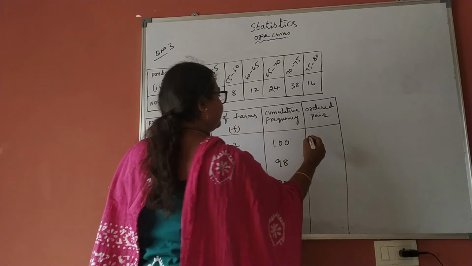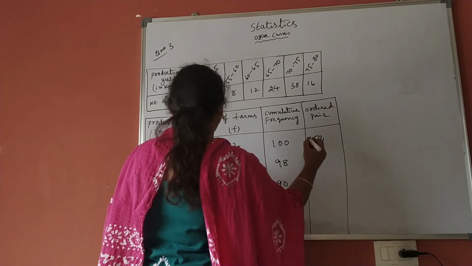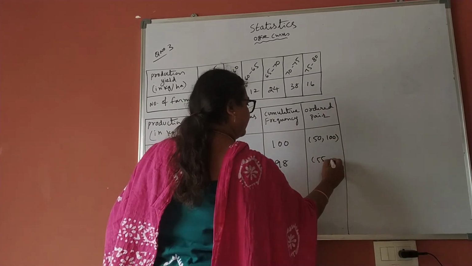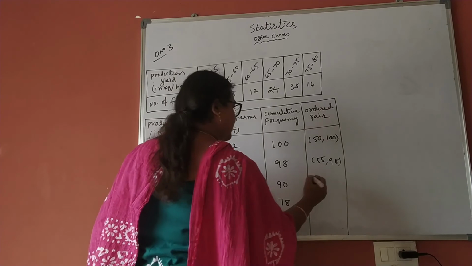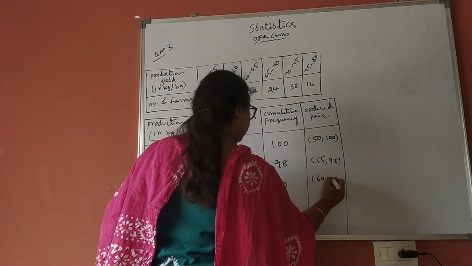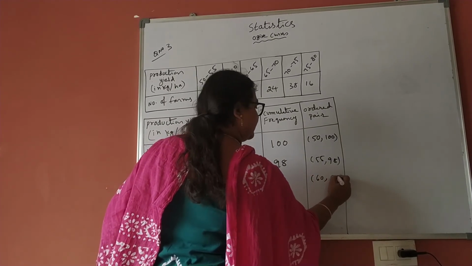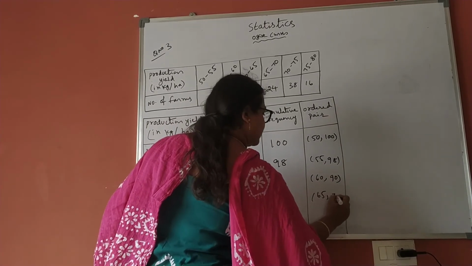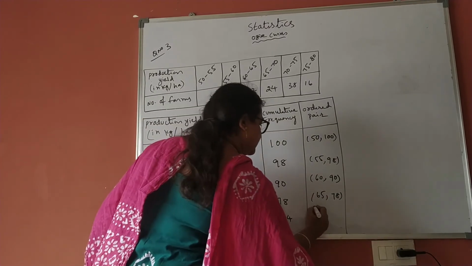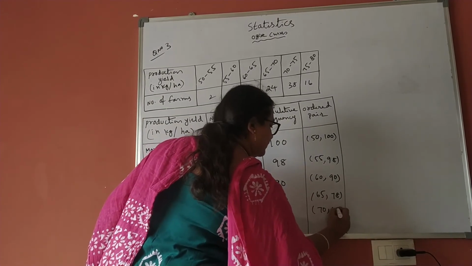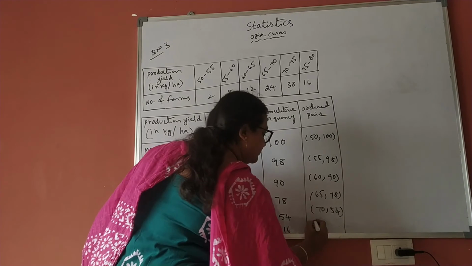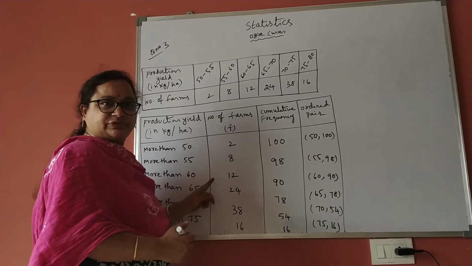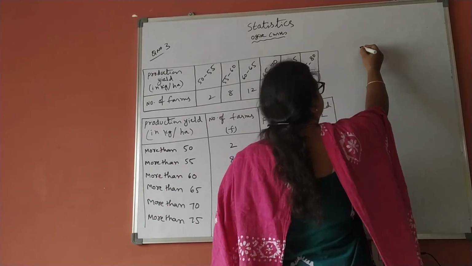Now the ordered pairs: 50, 100; 55, 98; 60, 90; 65, 78; 70, 54; 75, 16. Now we will draw the more than ogive curve.